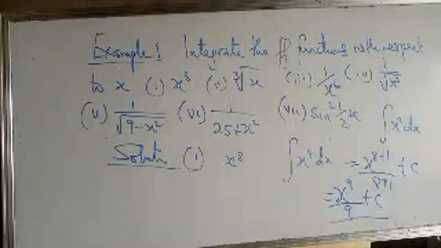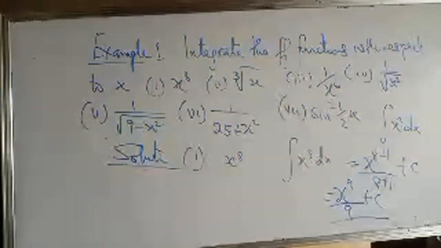Now, like I said, when I was showing you x raised to power n dx, you will add 1 to n. So our n here is 8. So x raised to power 8 plus 1 all over 8 plus 1, plus c. And 8 plus 1 is 9. So x raised to power 9 all over 9 plus c. So the answer to that is x raised to power 9 all over 9 plus c. Now we move to the next one.